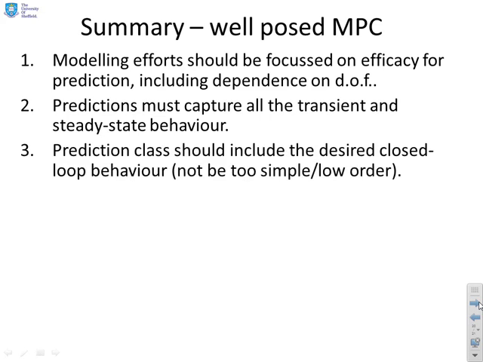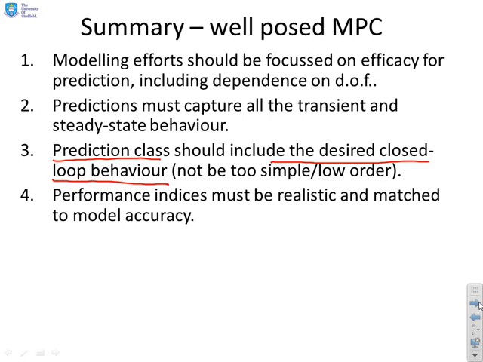The prediction class, and this is a subtle one which links to the degrees of freedom, the prediction class should include the desired closed-loop behaviour. You remember, trying to model a sine wave with a straight line was totally meaningless. Well, this is the same concept. It's no point trying to optimize something where the behaviour you want is not included in the class of predictions that you're allowing yourself.